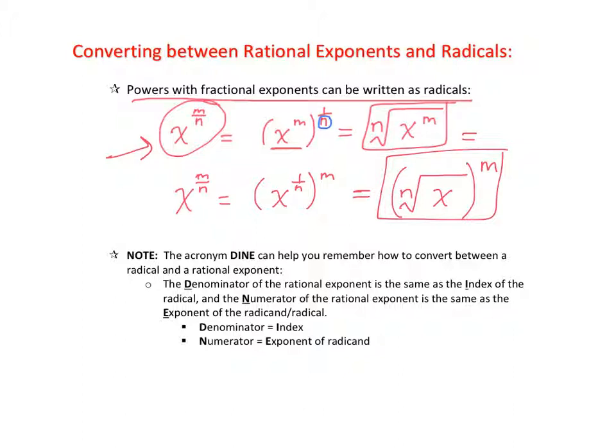There's an acronym that you can use to help you remember which goes where, and that's DINE. It stands for denominator of the rational exponent, so the denominator of the fraction in the exponent becomes the index of the root. So here we had n in the denominator, n became our index. And the numerator in the fractional exponent became the exponent under the root sign or of the radicand.